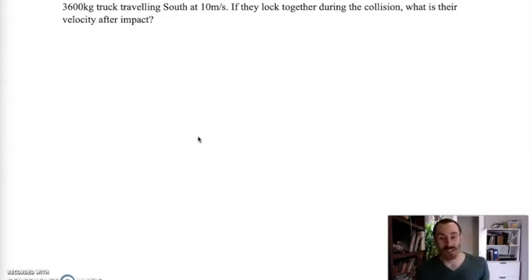A 2,000 kilogram car traveling east at 24 meters per second enters an icy intersection and collides with a 3,600 kilogram truck traveling south at 10 meters per second. If they lock together during the collision, what is their velocity after impact? So I'm going to draw some pictures over here.